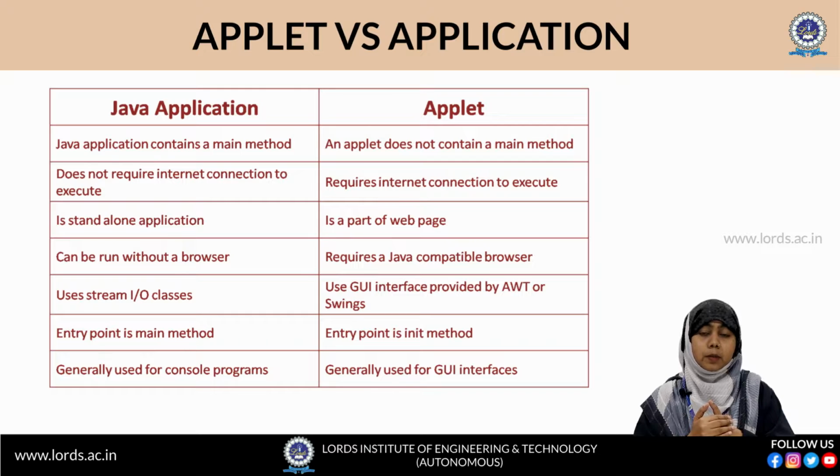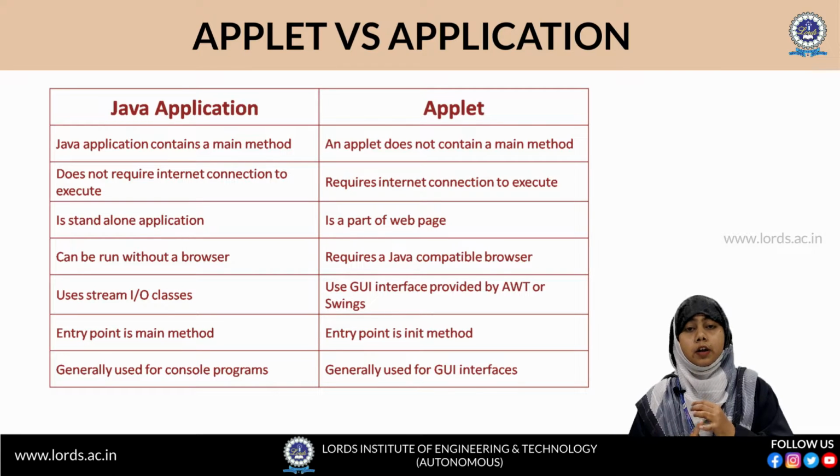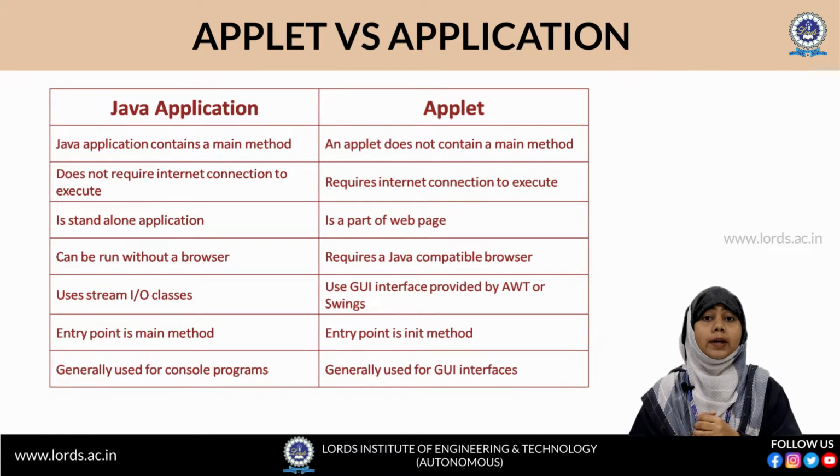Whereas an applet is part of a web page. It requires an internet connection, and it requires a web browser as well, because it is running inside the web browser, right? A website is nothing but a collection of web pages. In order to open that website, we need a browser. When we open the web browser, only then will Java applets run. Apart from that, we need a Java compatible browser. That means it supports all the Java plugins, and only then will your applet work.